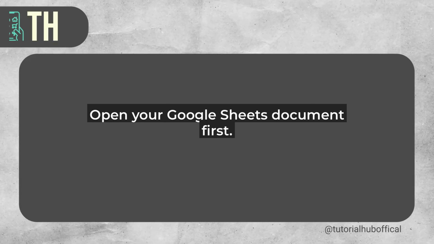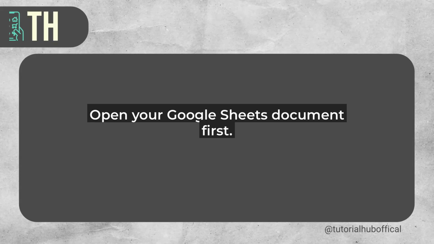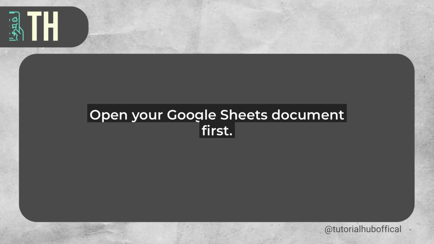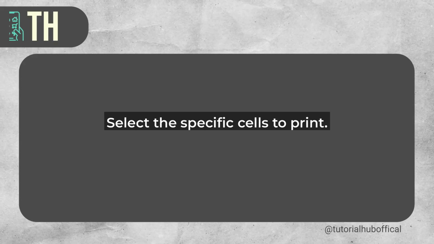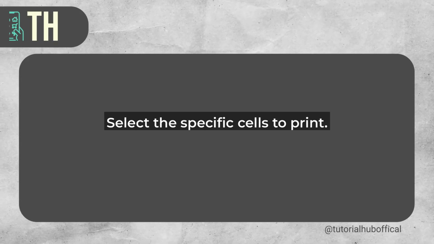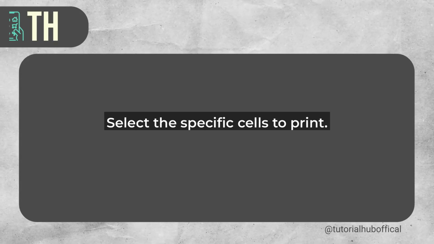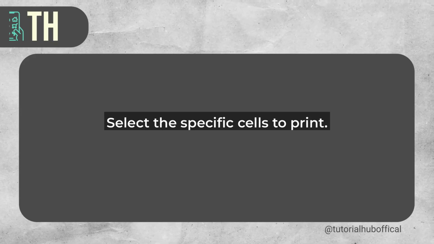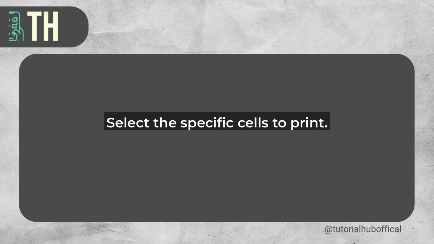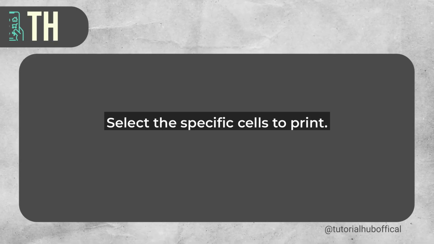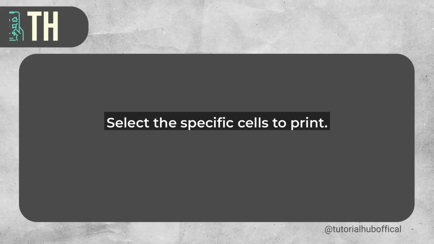Let's jump right in. First things first, open up your Google Sheets document. Make sure you're logged into your Google account and have the sheet you want to work with ready. Now, select the range of cells you want to print. Click and drag your mouse over the cells, or hold down Shift and use your arrow keys for precision. This step is crucial because it defines exactly what will be included in your printout.